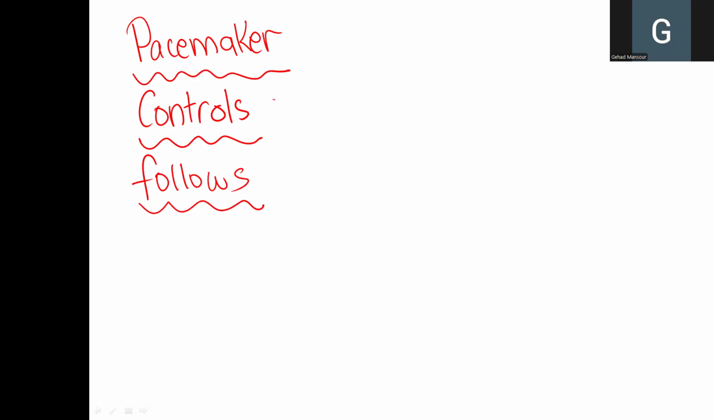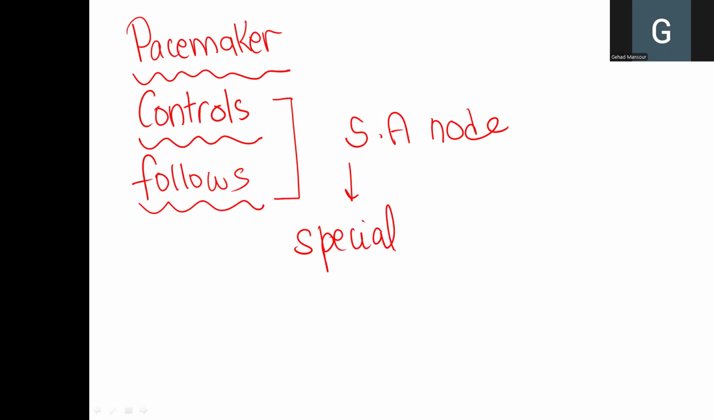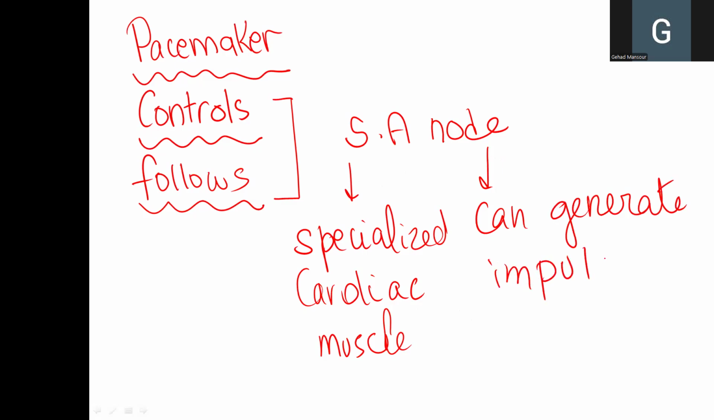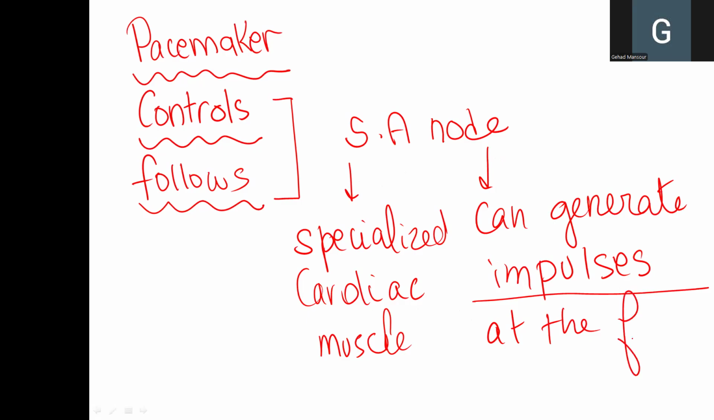What part of the heart is the pacemaker? The sinoatrial node. The sinoatrial node can be described as a specialized cardiac tissue, a specialized cardiac muscle. Why is it specialized? Because it can generate impulses on its own without electric innervation. Not only this, but it can generate impulses at the fastest rate.